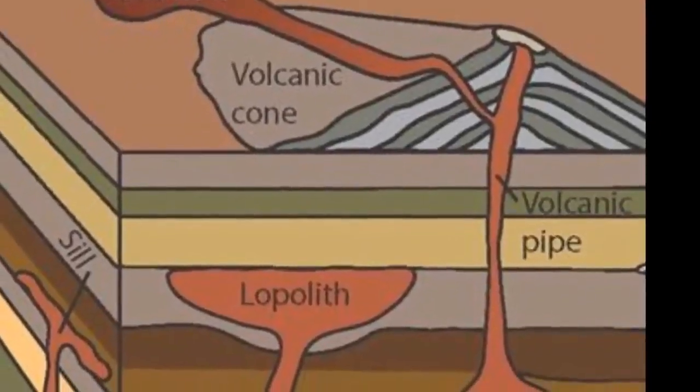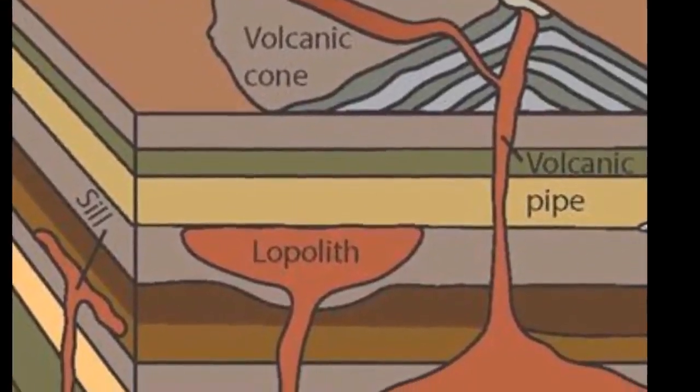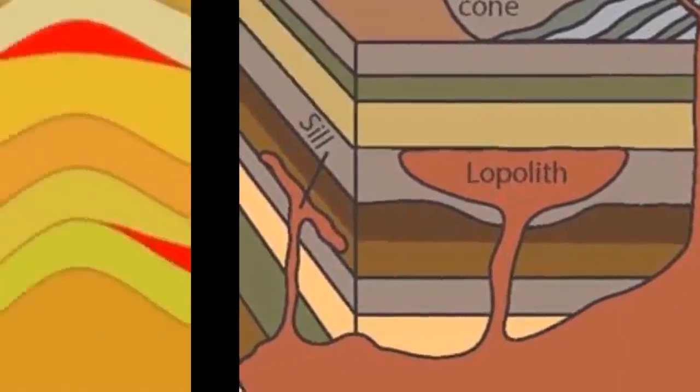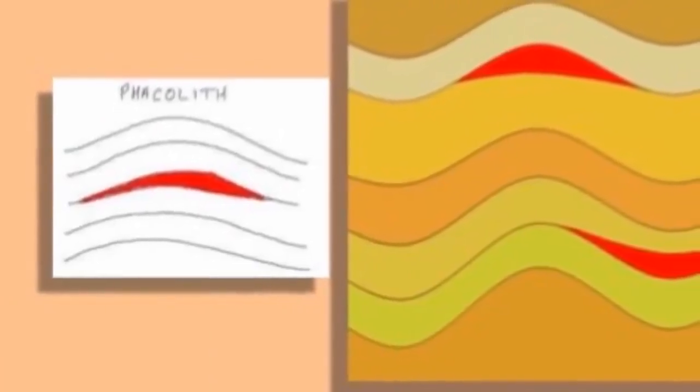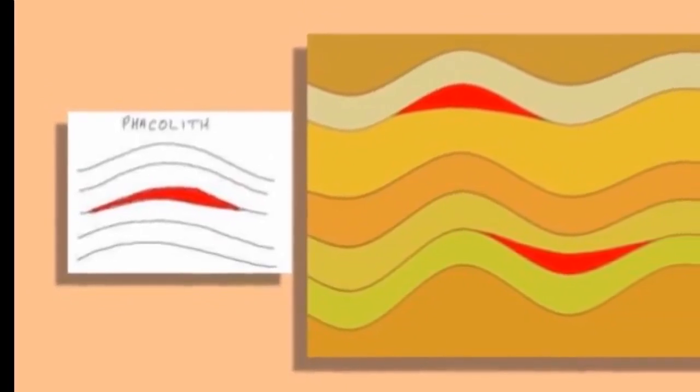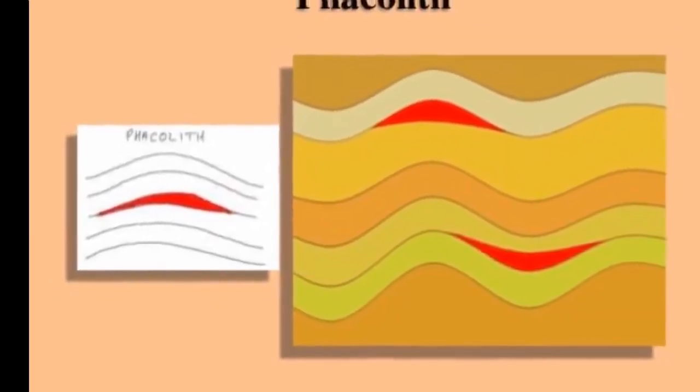Lapoliths. When lava solidifies in shallow basins in the shape of a saucer, it is called lapoliths. Phacoliths. These are dome-shaped and are formed when acid lava solidifies on an anticline or on the base of a syncline.